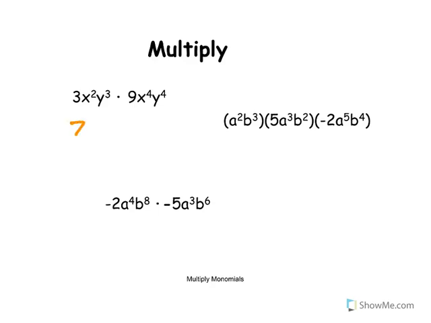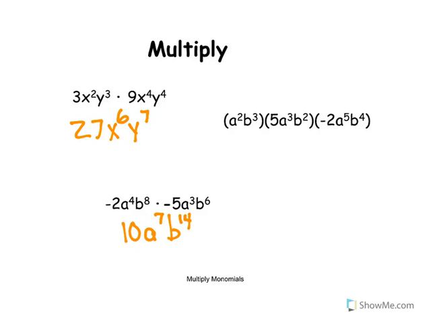So 3 times 9 is 27. X squared times x to the fourth, we add the powers. X cubed times y cubed times y to the fourth, we add the powers. How about down here? Negative 2 times negative 5 is 10. I'll add my powers of A. I'll add my powers of B.